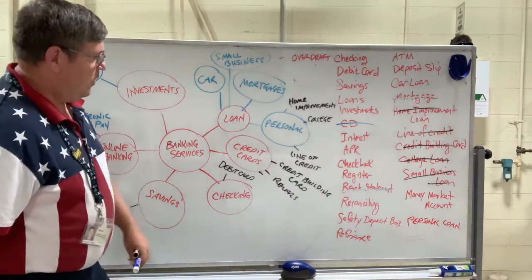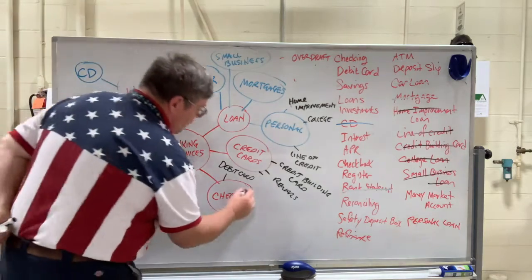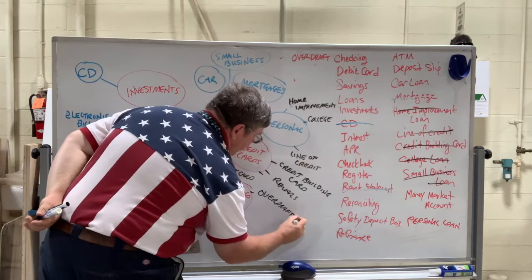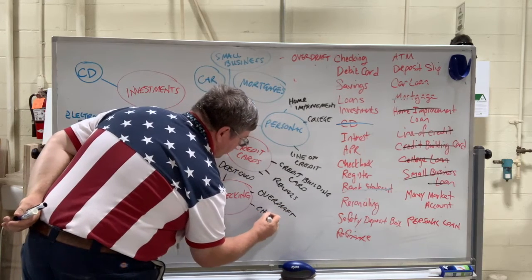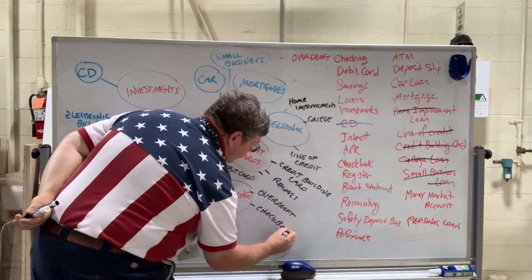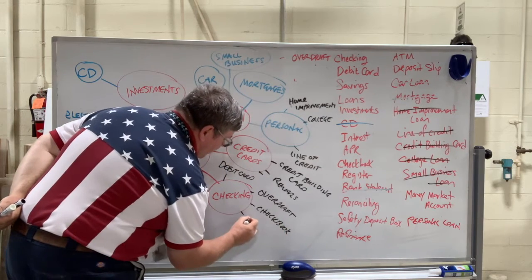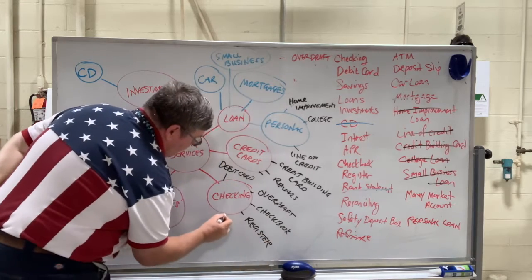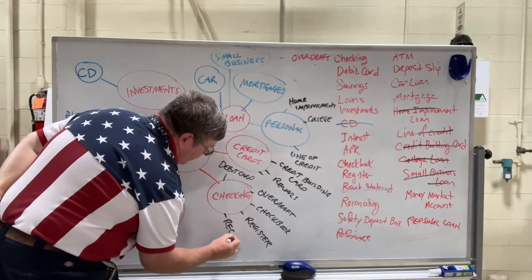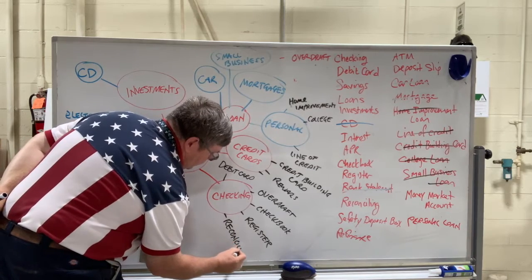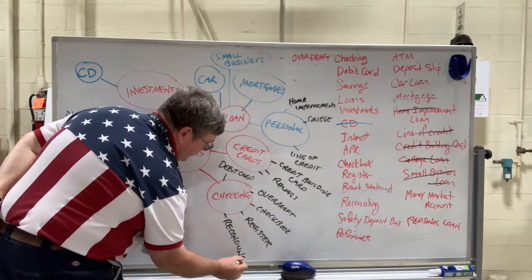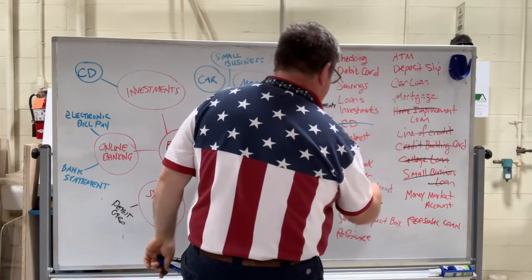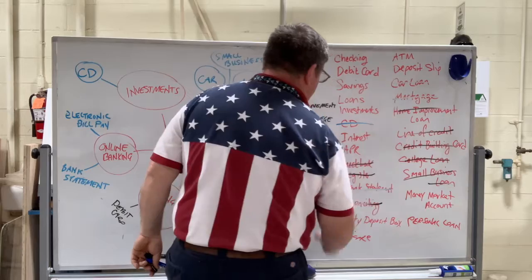All right, so with checking account, we have overdraft. We've got checkbook. We have a register. We have reconciling our checking account. So, checkbook register.